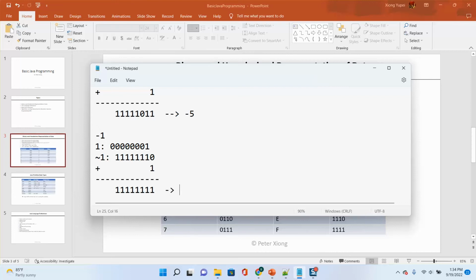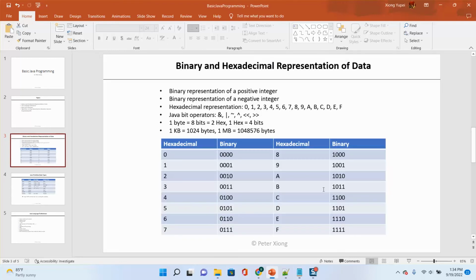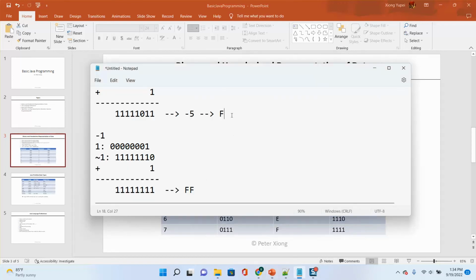If you use hexadecimal, it is FF. This one in hexadecimal is F. 1011 is what? 1011 is B. It means for -5, the binary representation is 11111011, and in hex code it is FB. For -1, sorry, the binary representation is 11111111. For the hex it is FF.